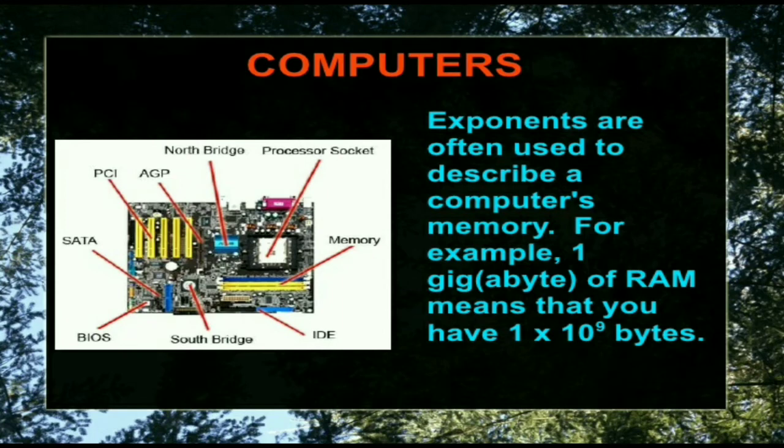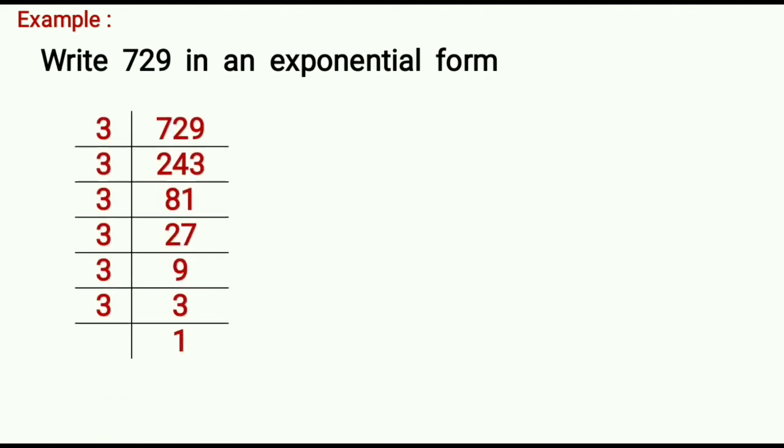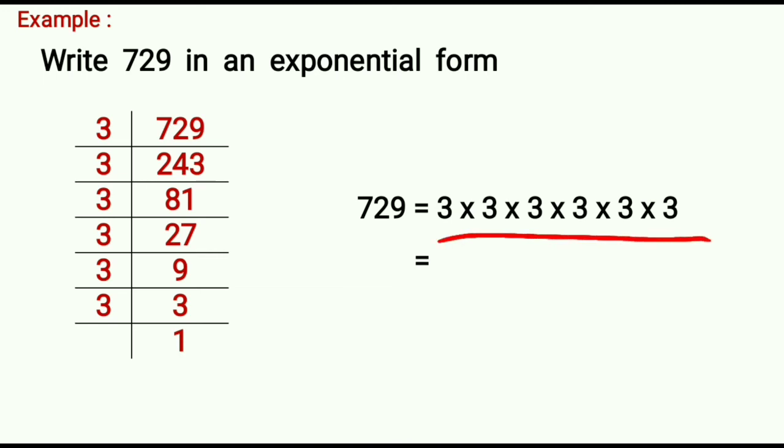Now understand the concept by some practical examples. Write 729 in an exponential form. Firstly, we will write the factors of 729, that are these. Here 3 is for 6 times, so we can write it 3 raised to power 6. This is an exponential form.